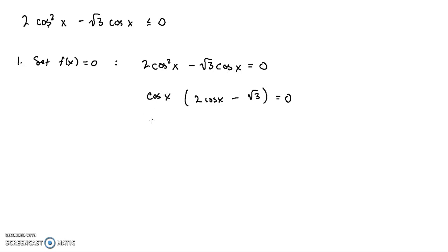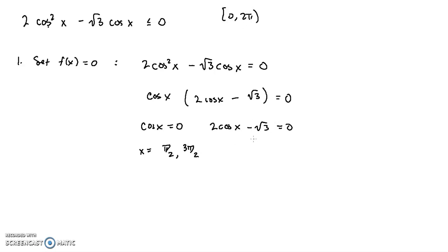So something times something equals 0. That gives us cosine x equals 0, and 2 cosine x minus square root of 3 equals 0. So cosine of x equals 0, that's good. We can get those values. We know that cosine is 0 at pi over 2 and at 3 pi over 2. Let's say we're solving this on 0 to 2 pi.